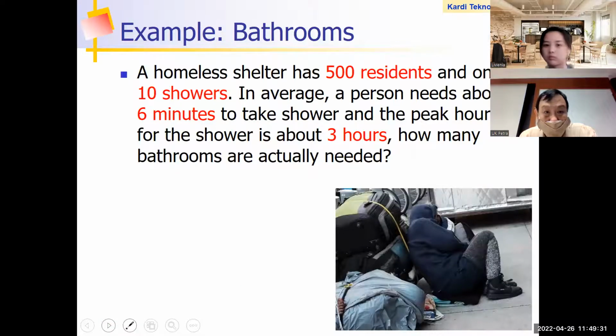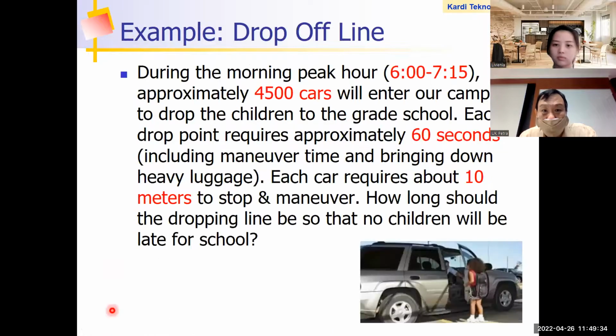Okay, this is the bathroom example a while ago. So this is what happened, this is what I proposed last time. This is the real world in Ateneo campus, in the grade school. So this number is also real. Okay, so they have a morning peak every 6 o'clock until 7:15. In that grade school, 4,500 cars will enter that campus. Then there is always a delay, they cannot drop the children, and then they said they are late.